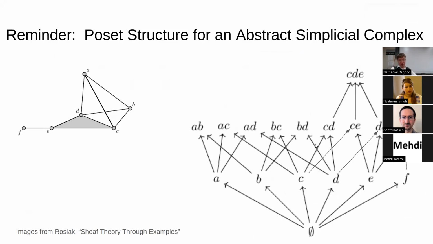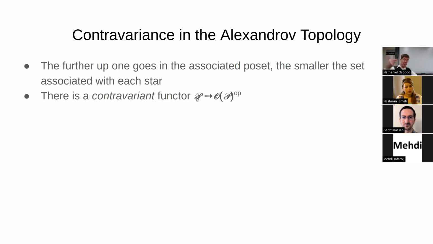AC, CD, BC, CDE, CE, right? And it's C. Thank you. Yeah. And what I'm saying is, why is it contravariant? Well, okay. So remember what contravariance means. It means the morphisms are in the opposite direction, right?